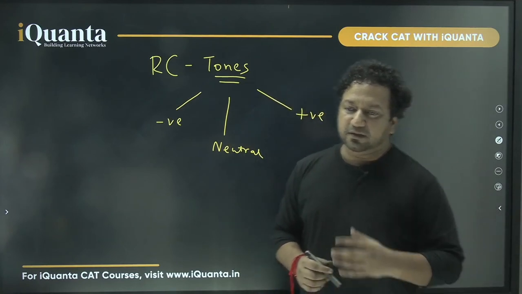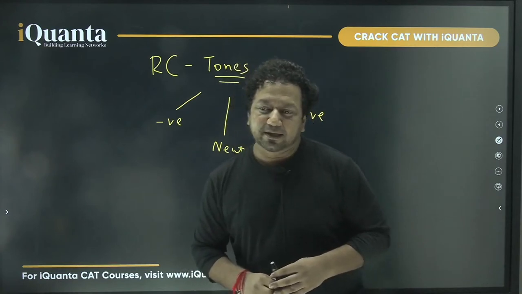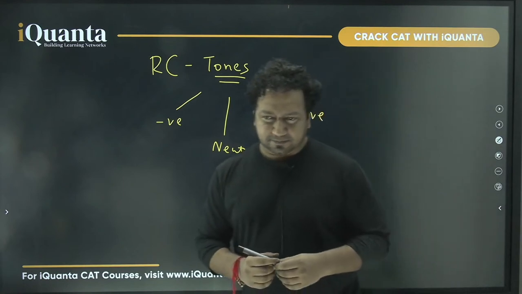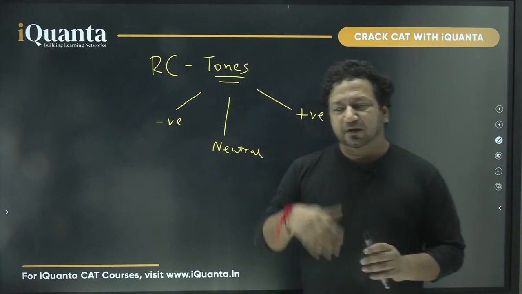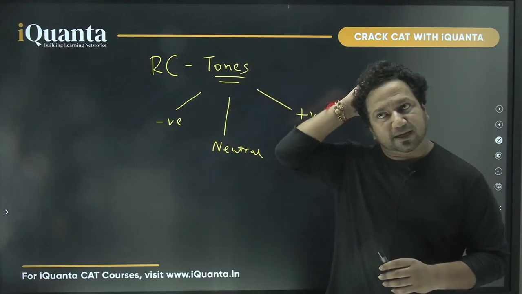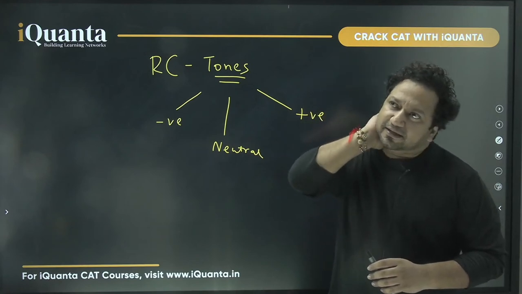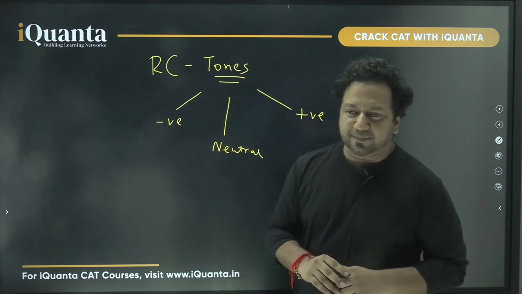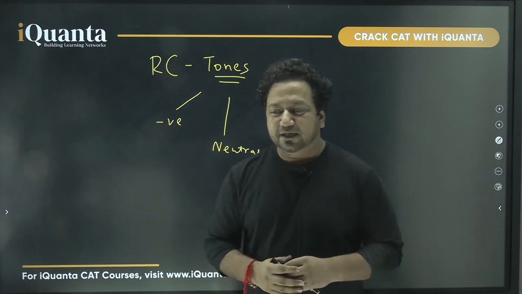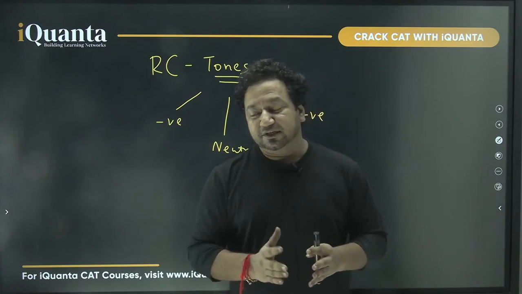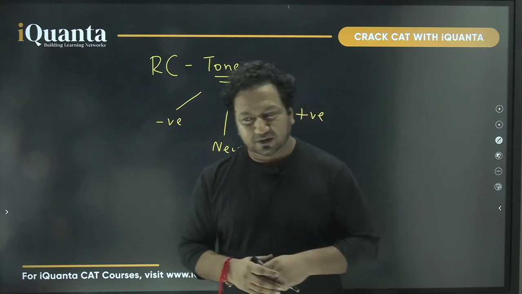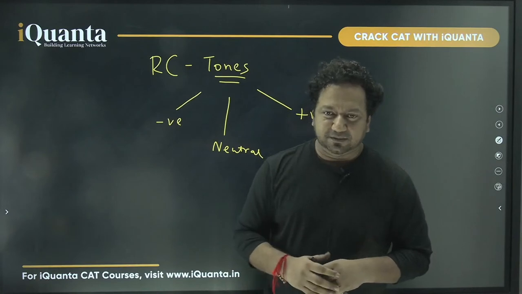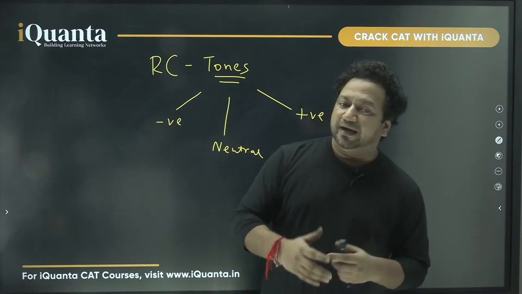Now, there's one more thing: in the last 10 years of RC, I have seen the papers, and in the last 10 years I have written CAT 4 times, and it never happened, even in one instance, that there was any question which was directly given on tone. And that's a surprise. So in the last 10 years, it has never happened. Okay. Then why do we do it?